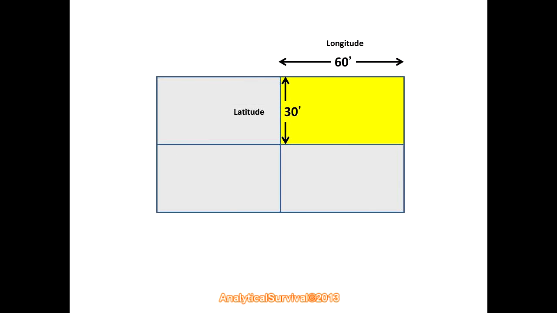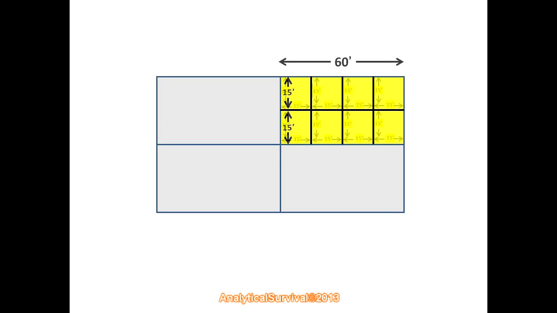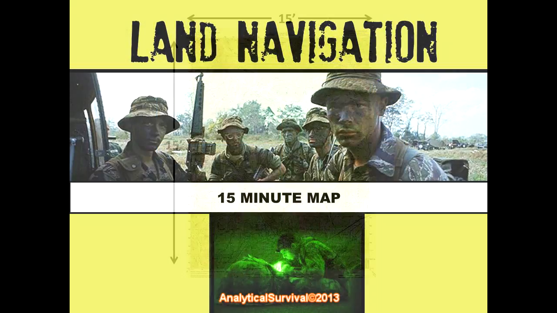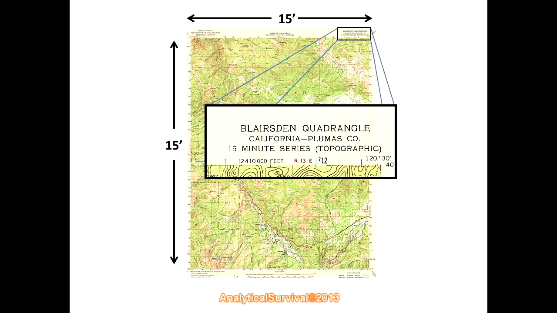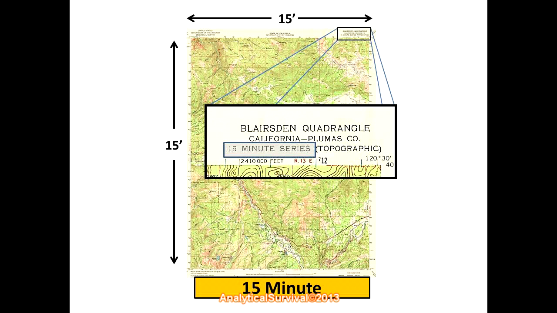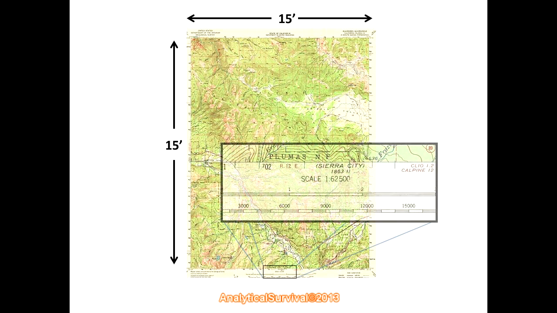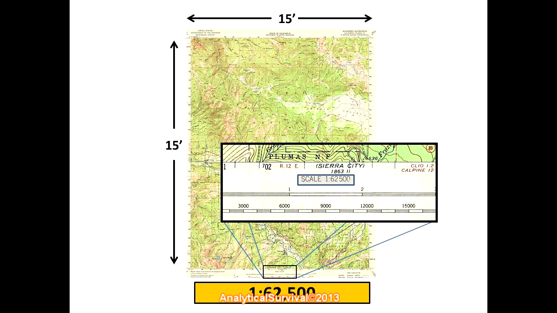Now, let's take this 30-minute by 60-minute area and subdivide it even further. In fact, we're going to subdivide it into 15 by 15-minute squares. Now, let's take one of these 15-minute grids and see it on a map. And here it is. Again, we can check the size in the upper right-hand corner, and this is indeed a 15-minute series topographic map.